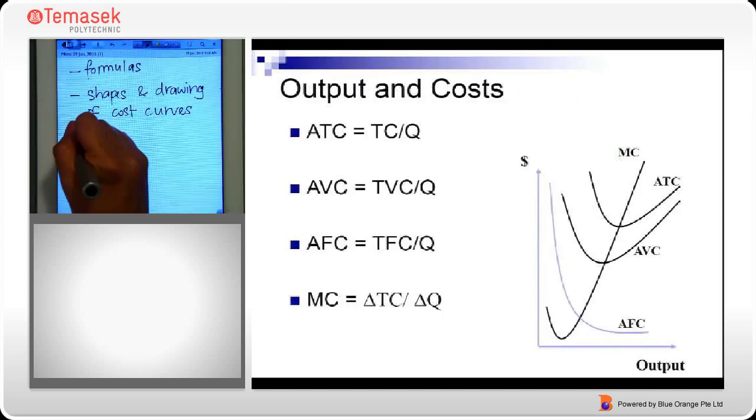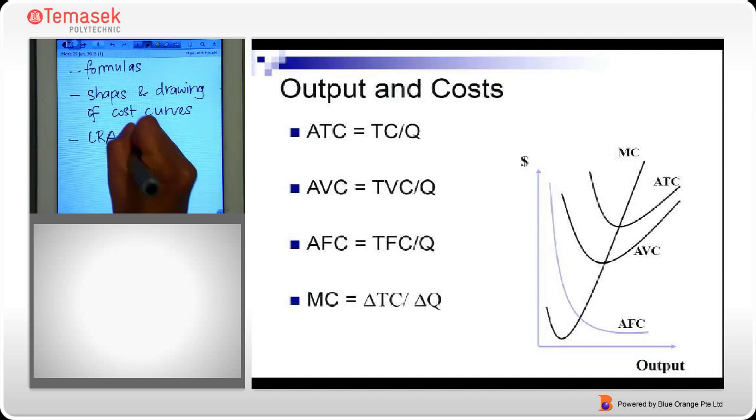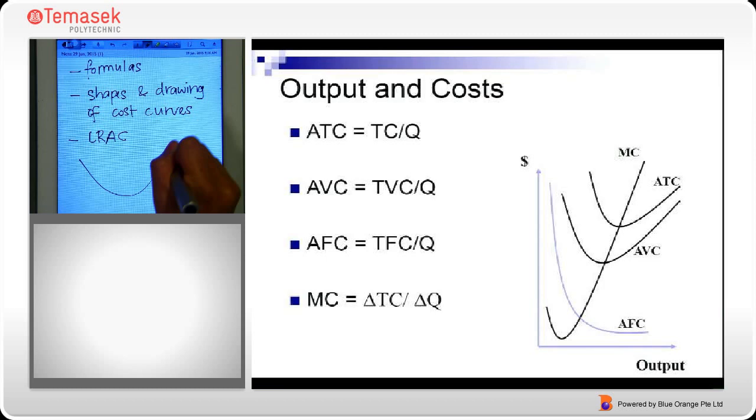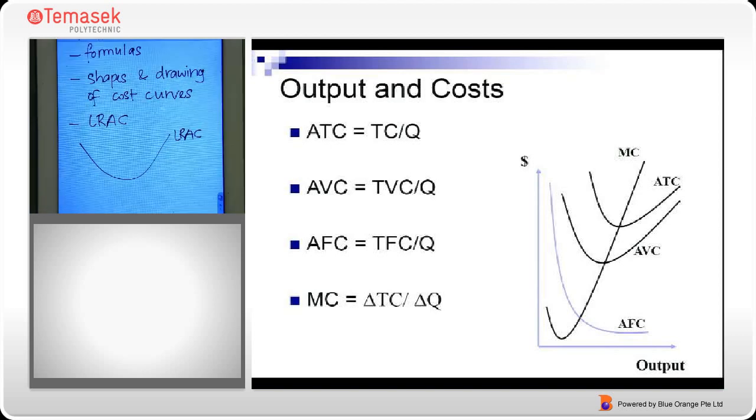In the long run, the curve is much simpler. It's just a U-shaped long run average cost curve. And just know some examples of economies and diseconomies of scale.